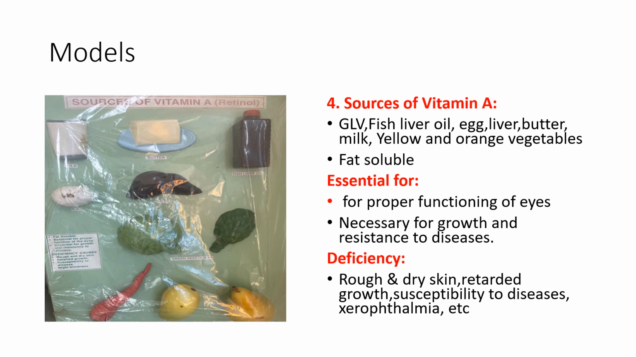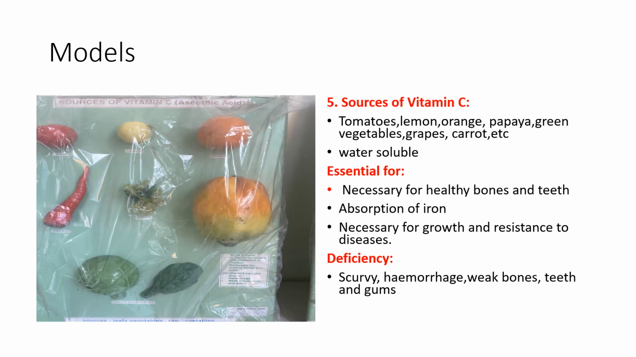Now this particular model shows the food items which are sources of vitamin A. That is green leafy vegetables, fish liver oil, egg, liver, butter, milk, yellow and orange vegetables. And again, this one is also a fat soluble vitamin. It is essential for proper functioning of the eye and necessary for growth and resistance to diseases. Its deficiency causes xerophthalmia as the ocular manifestation, and as extraocular manifestation, we have rough and dry skin in the form of phrynoderma, retarded growth and susceptibility to a variety of diseases.